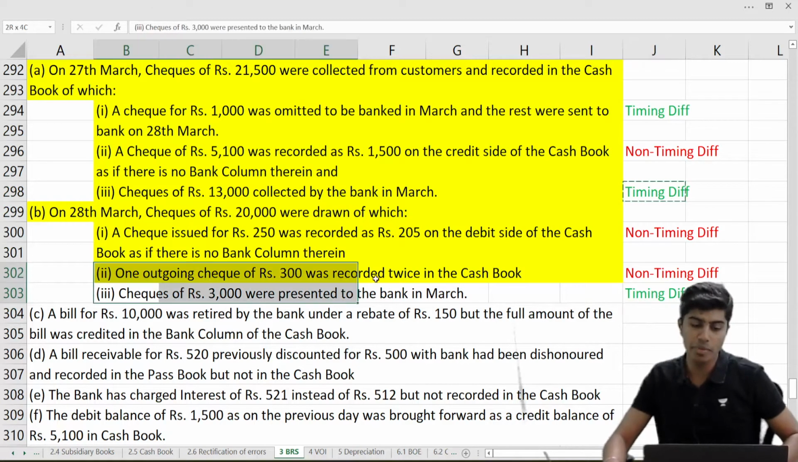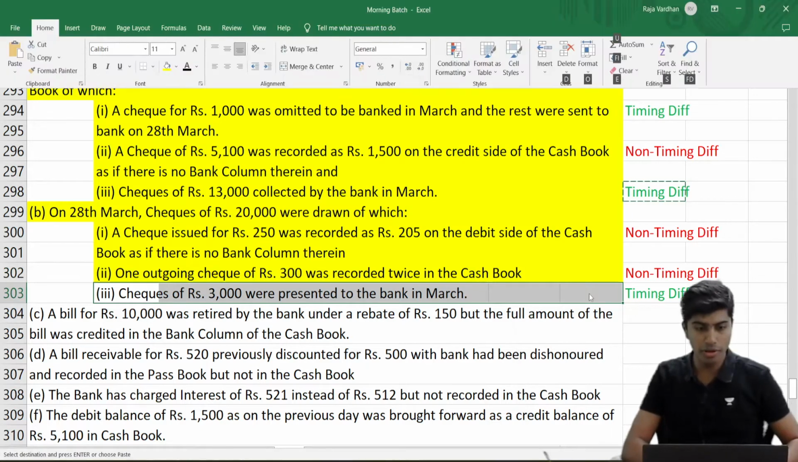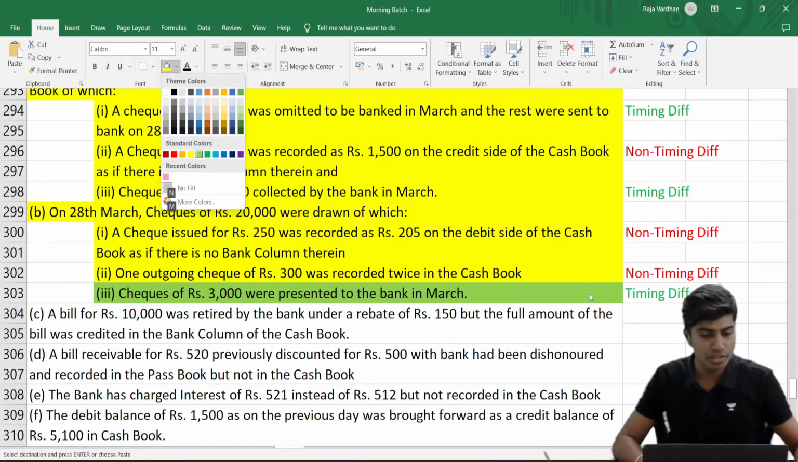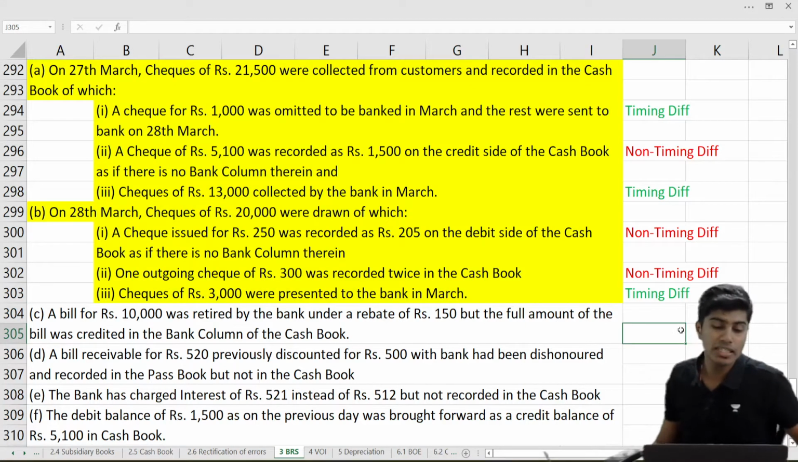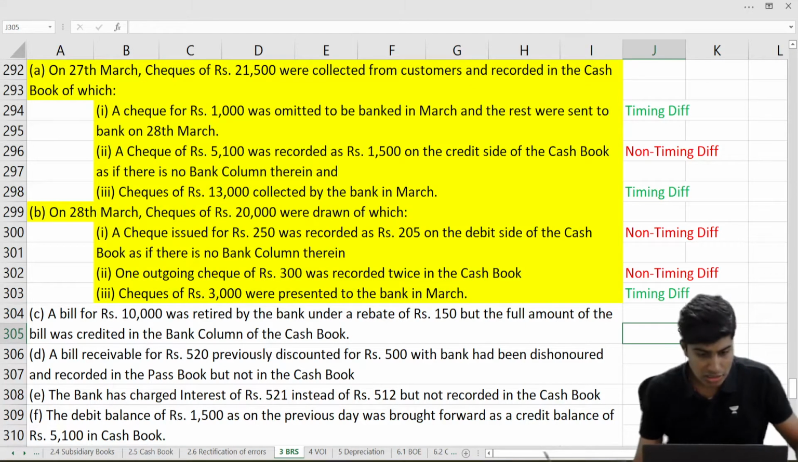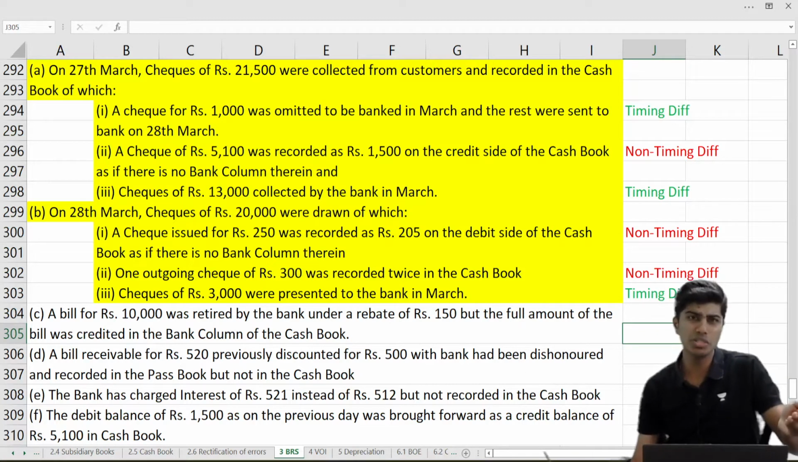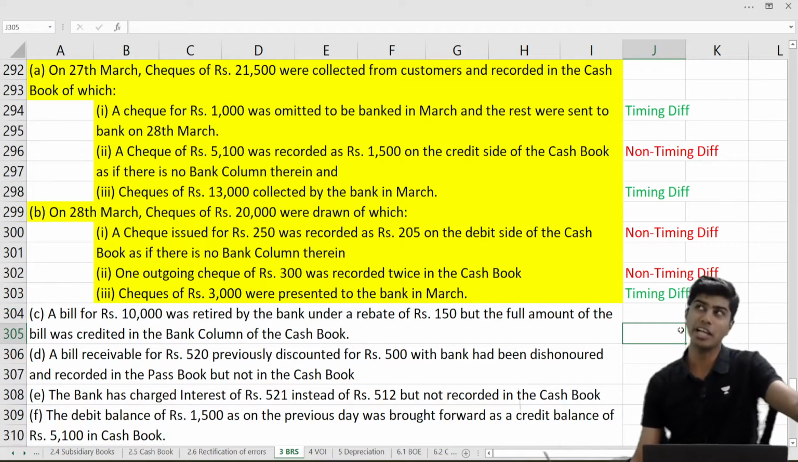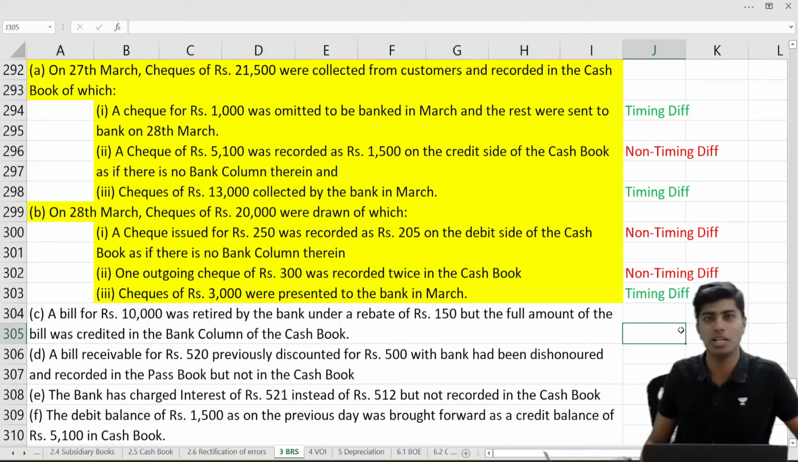BRS. Sir, why BRS? Because this is a timing difference. You might be wondering, sir, how is it a timing difference? Very simple, guys. This is a timing difference because over a period of time, those checks which are not presented now will be presented, and the bank balance as per cash book and passbook would match. You don't have to do anything great to make the cash book and passbook match. It will happen over a period of time.